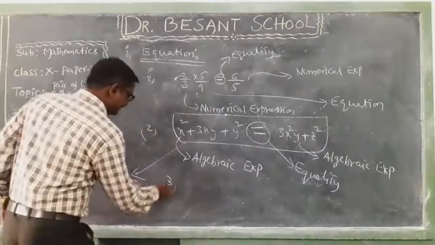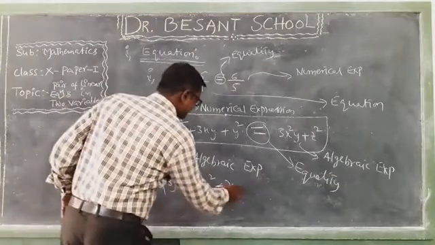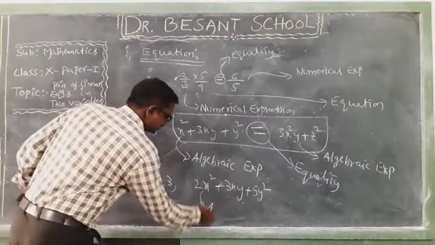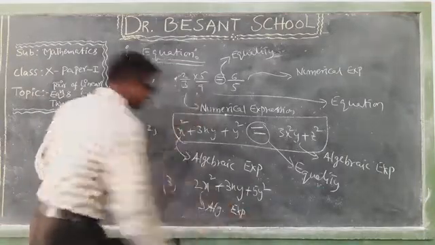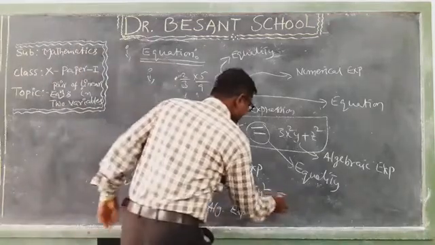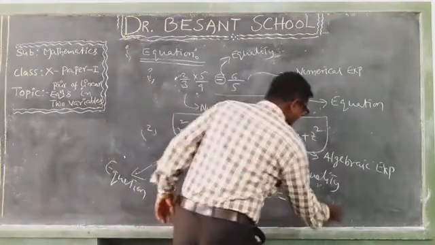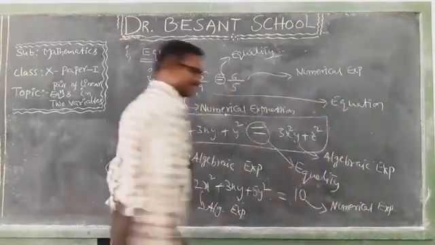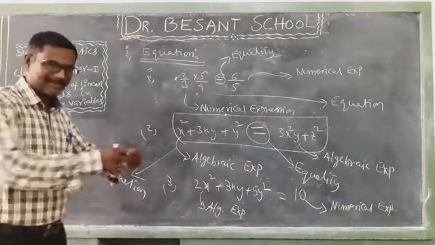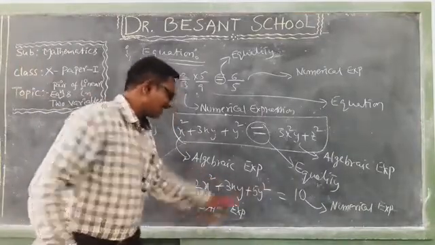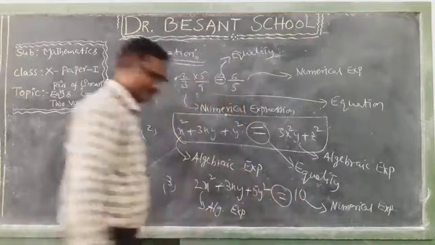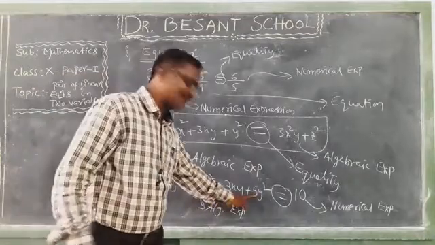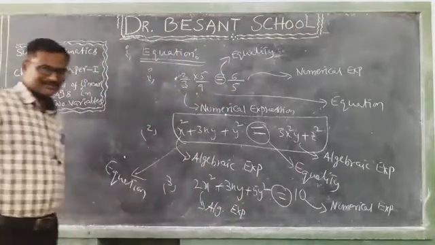And when you come to this third example, 2x² + 3xy + 5y² is one algebraic expression, and it equals 10. 10 is a numerical expression. So in this example, I combined one algebraic expression and one numerical expression with the connectivity equality. Then the overall sentence 2x² + 3xy + 5y² = 10 is called an equation. That is my equation.